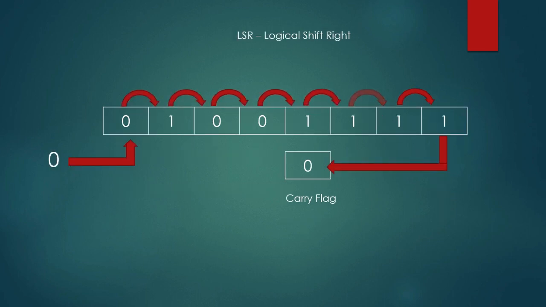Logical shift right. You can see a 0 being shifted into the high order bit and all the bits getting shifted to the right. And the low order bit getting shifted into the carry flag.